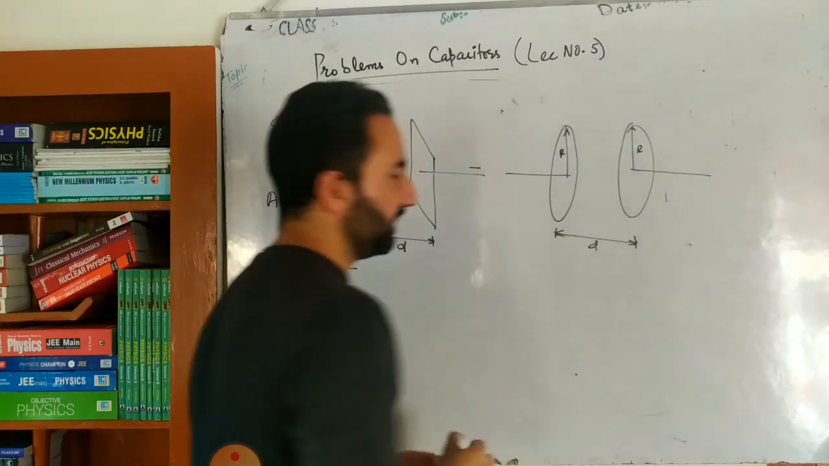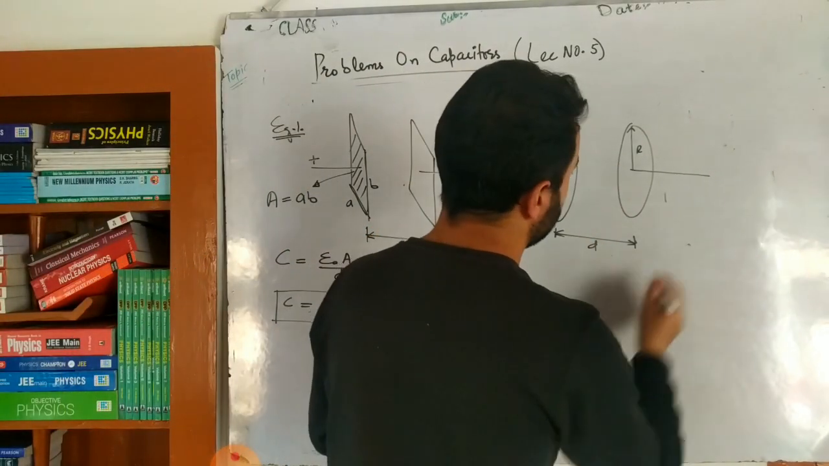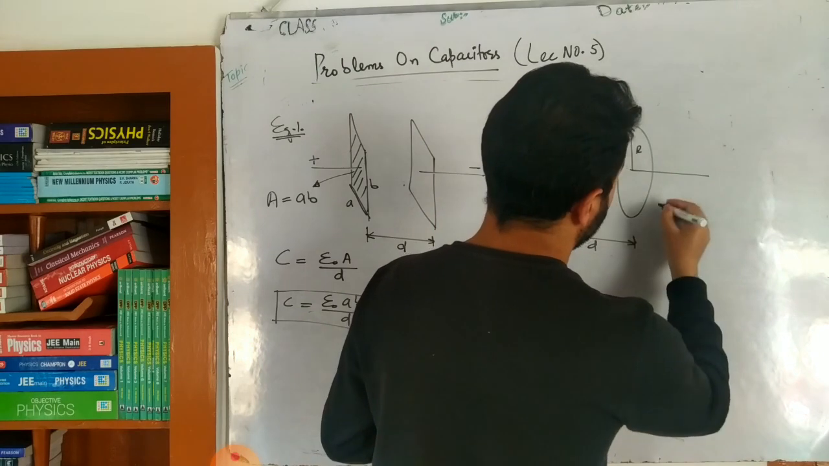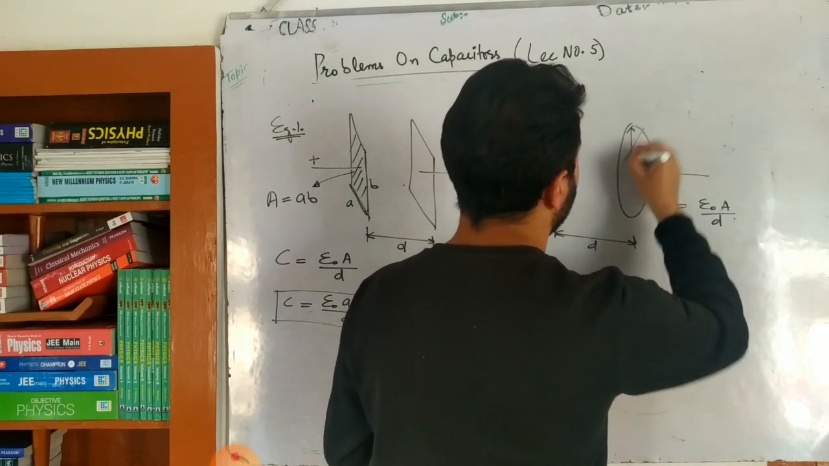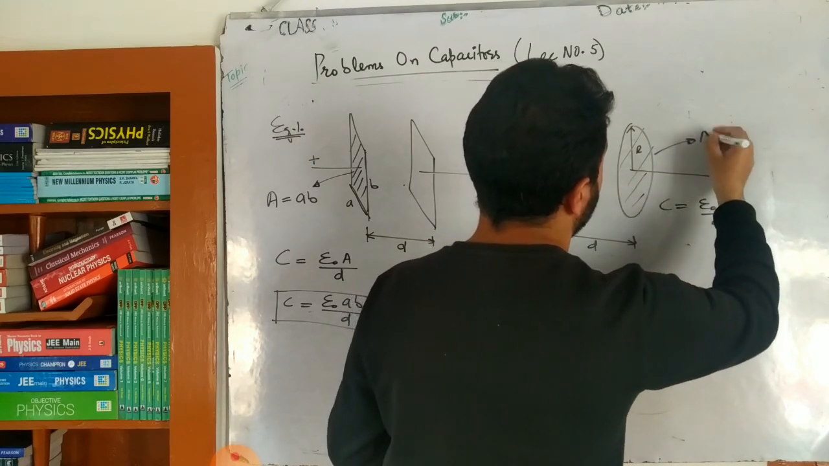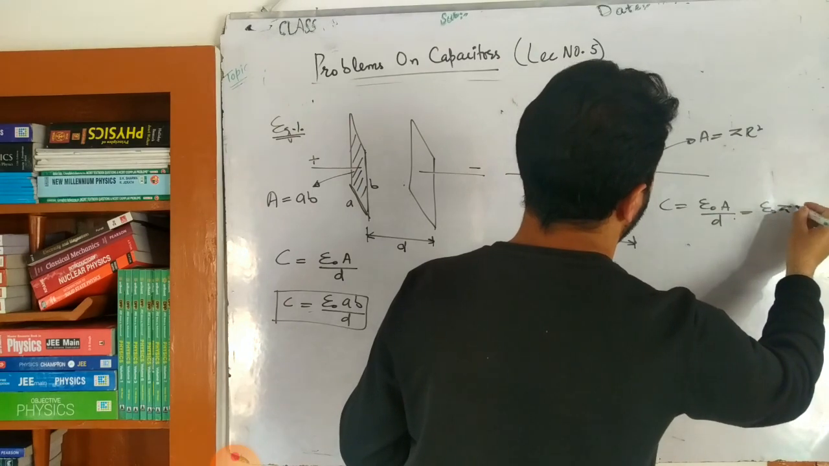Now the question is to calculate the capacitance of this capacitor. This is not rocket science: C is equal to again epsilon 0 A divided by D. Now A is the area of this plate. So here we have the plate, and its area is obviously equal to pi R square. So substitute here, it is epsilon 0 multiplied by pi R square divided by D.